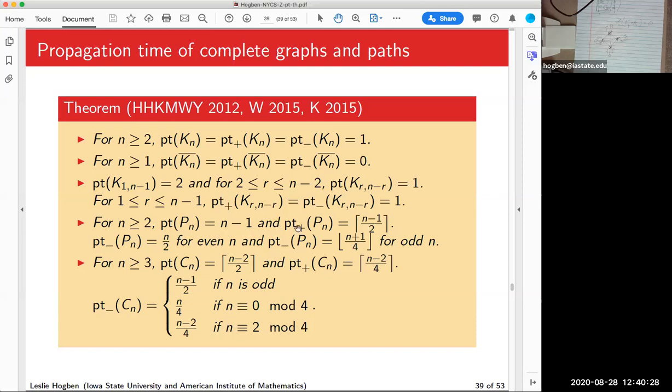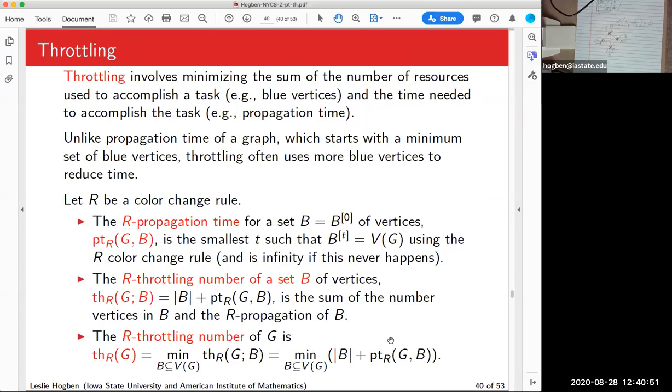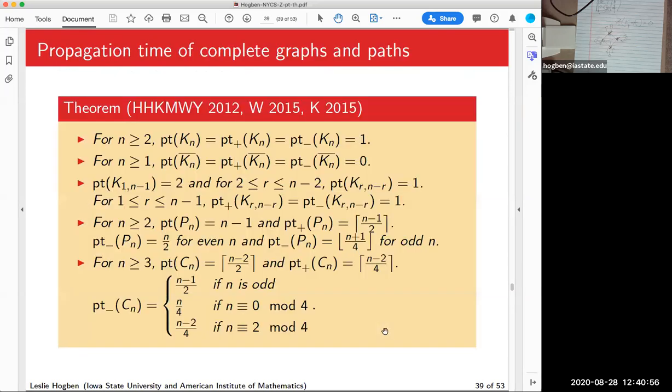On the other hand, if you start with an odd path, then you're going to put a blue vertex in. You're going to have to. It's not capable of self-forcing. And so therefore the propagation time goes down to n/4 approximately, because you're going to be able to run 2 separate double time forcing processes. So that's what I'm going to say about propagation time. Are there questions on propagation before I go on to throttling?